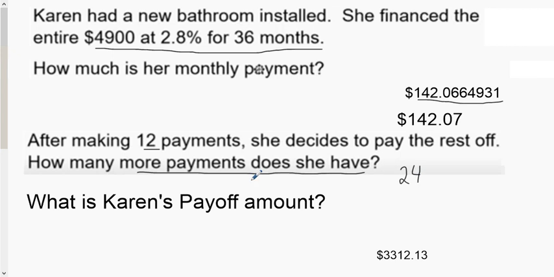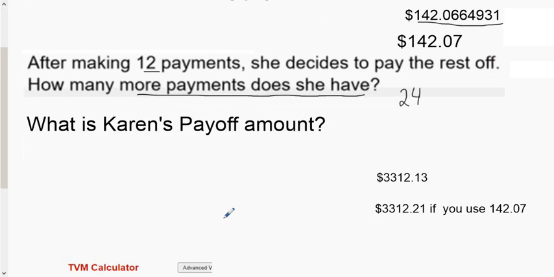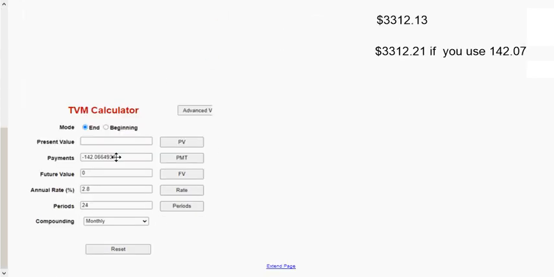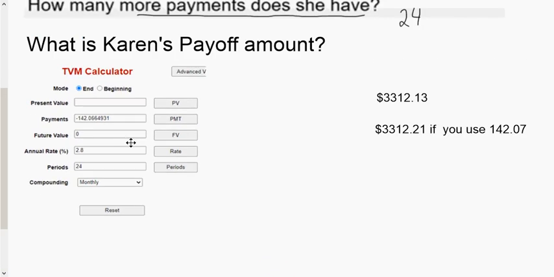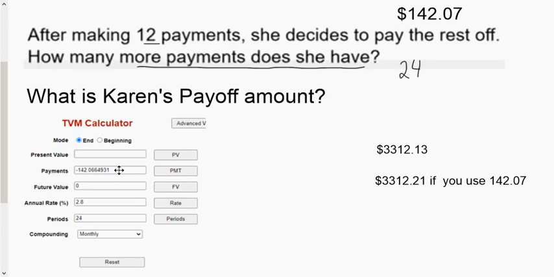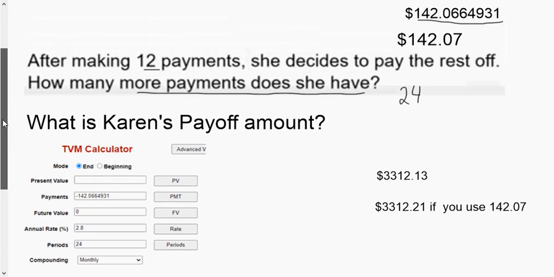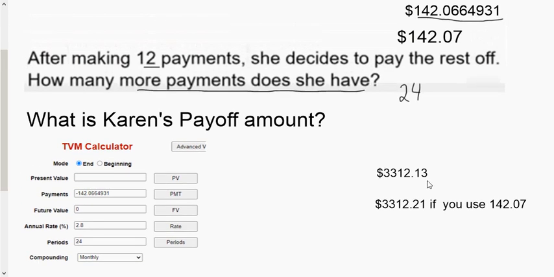Okay, so that's what we're going to use now. We're going to pretend like she's making 24 payments of this amount, and then what would that be worth? So ultimately, this is kind of what you're going to be putting into your TVM solver this time. And you can see I use this whole great big long decimal because it's the most accurate. That's how we're going to end up getting 3312.13. Okay, our present value, that's what we want to know. We want to know how much the loan is worth right now if we're making these payments, and in 24 months we want to be down to 0.